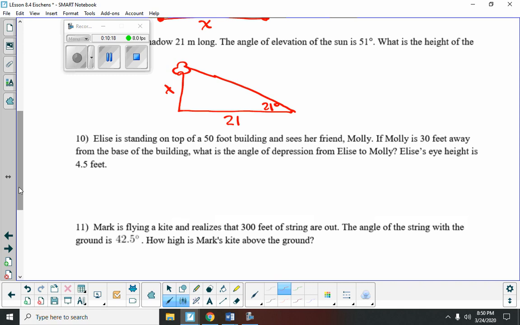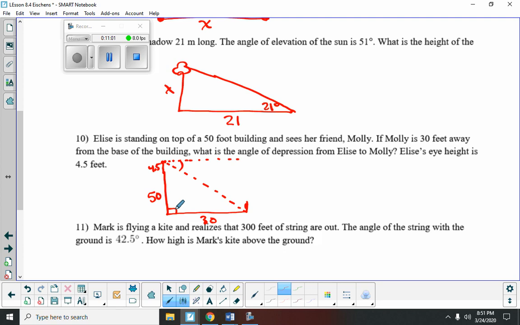All right, Elise is standing on top of a 50-foot building and sees her friend Molly. If Molly's 30 feet from the base of the building, what is the angle of depression from Elise to Molly? Elise's eye height is 4.5 feet. So here's Elise, and she's standing on top of a 50-foot building. And this gives us an eye height. So from here, we're trying to find that angle. So this is 4.5 right here. And her friend is over here, and she is looking down at her friend. Okay, so we want to figure out what's the angle of depression. Molly is 30 feet from the base of the building. So here's Molly over here.